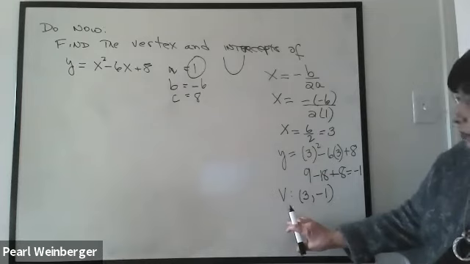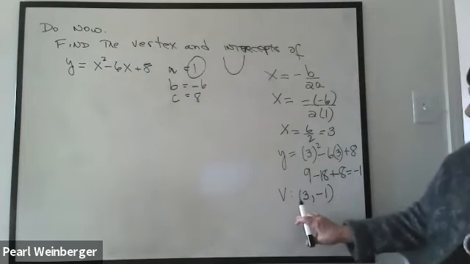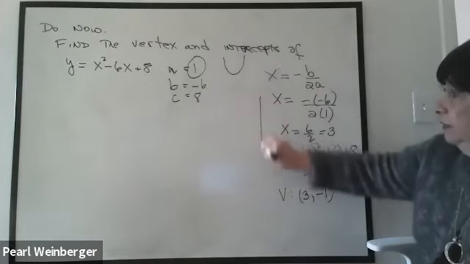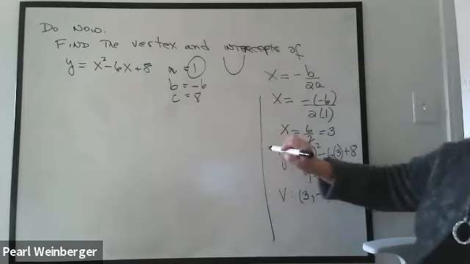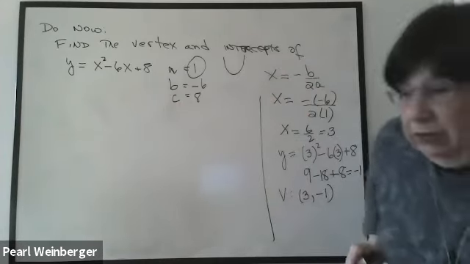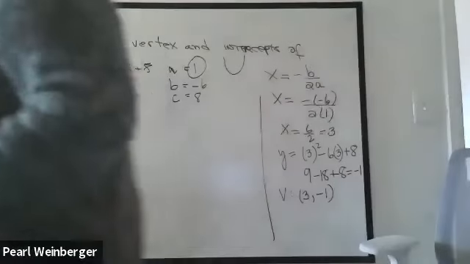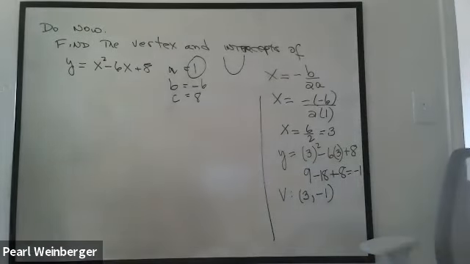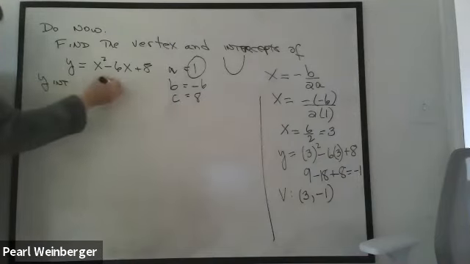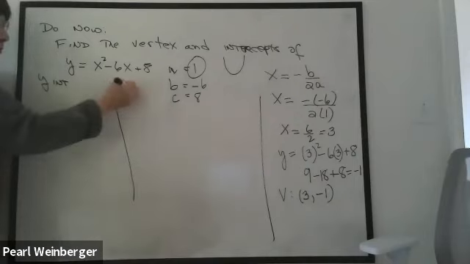Okay, so let's go back to this. We found that the vertex of our parabola was 3, -1. It also asked us to find the intercepts. So how do we find the intercepts? There are 2 types of intercepts. There's the y-intercept, and there are the x-intercepts.